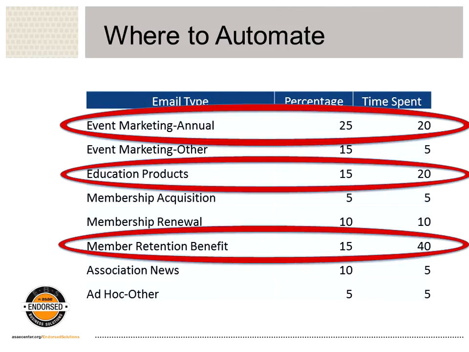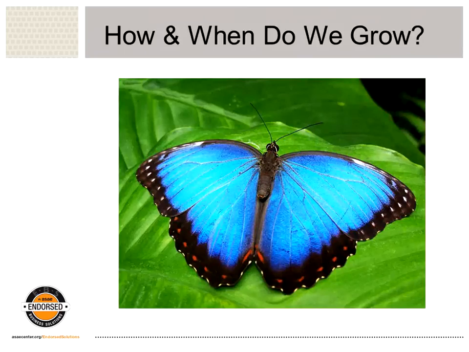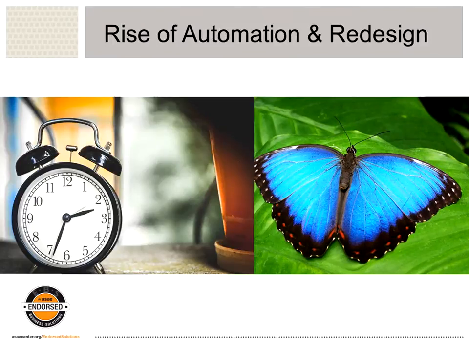The question then becomes, great, I freed up some time, or we're in process of freeing up the time. Okay, so how and when do we grow, right? And again, that's back to the two-factor thing of I need more time and we need to grow and improve. That has given rise to this new kind of world order of automation and redesign of our email programs or our digital channels, which we're seeing all the time.